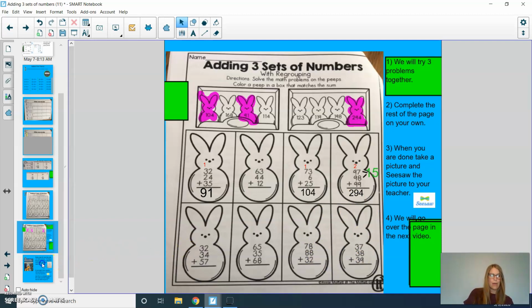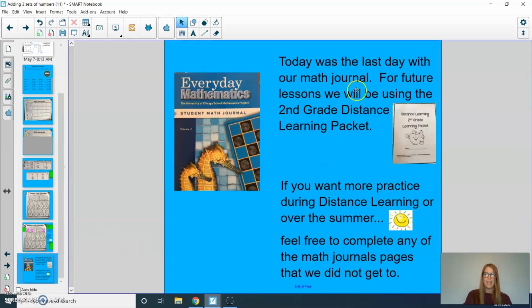The last thing I wanted to mention to you today is the last day that we will use our math journal. For future lessons, we will be using the second grade distance learning packet. If you want more practice either during distance learning or over the summer, feel free to complete any of the math journal pages that we did not get to.